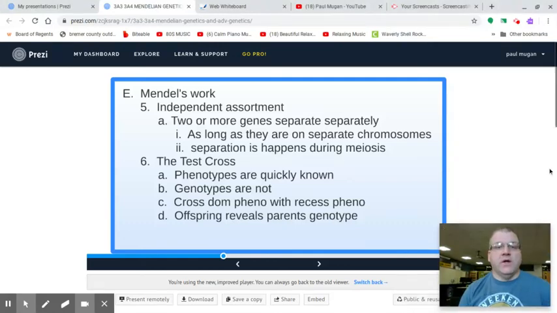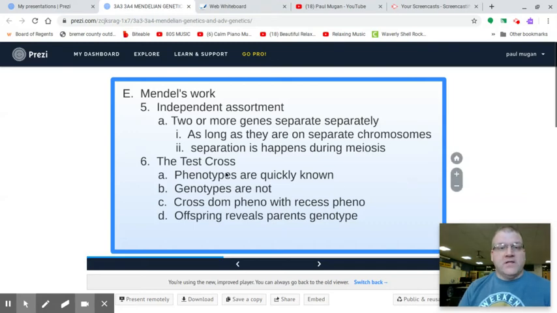Let's now take a quick look at the concept of a test cross. Phenotypes can be seen, genotypes cannot. You can go to the hutch, grab a straight-eared rabbit. You'll know that that rabbit doesn't have floppy ears, it has straight ears. But the genotype within the nucleus of that organism is not as quickly apparent.